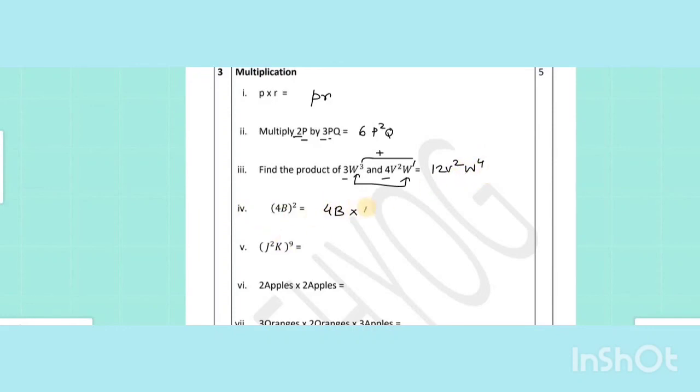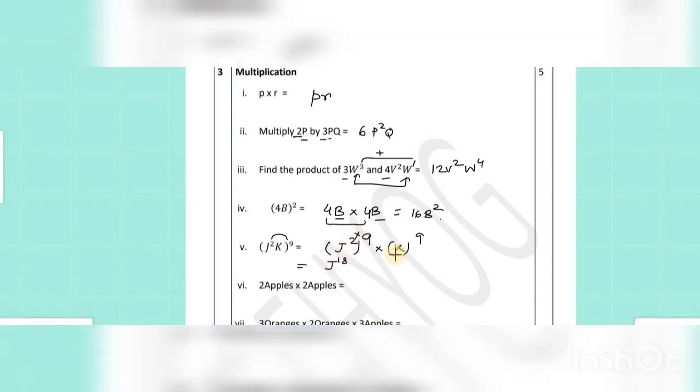Part 4, whole square means 4b times 4b, 4 times 4 is 16, b times b is b square, so 16b square. Now when we have a common power, each variable will have separately the same power, j squared to the power 9 and k to the power 9. Power over a power gets multiplied, so 2 times 9 is 18 and k to the power 9, so this is our answer.